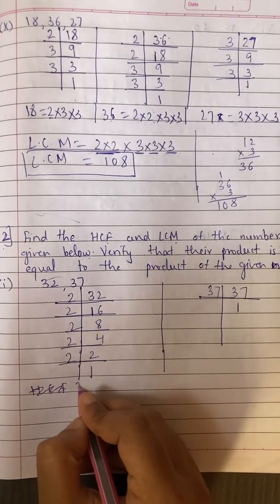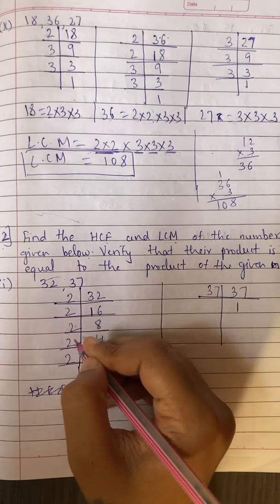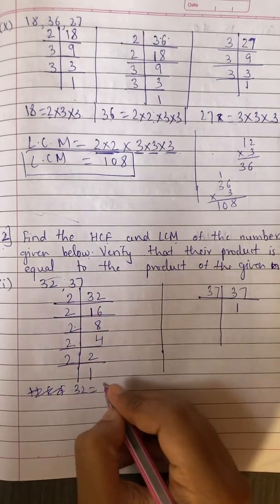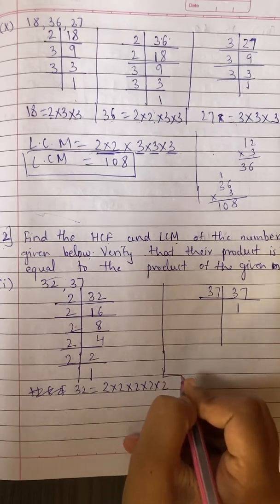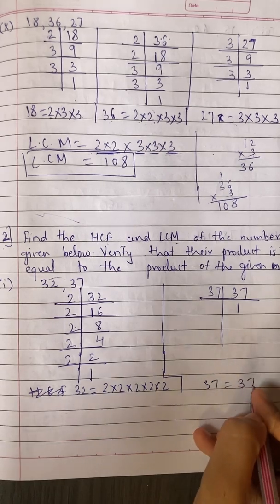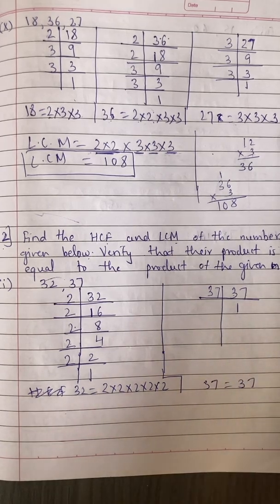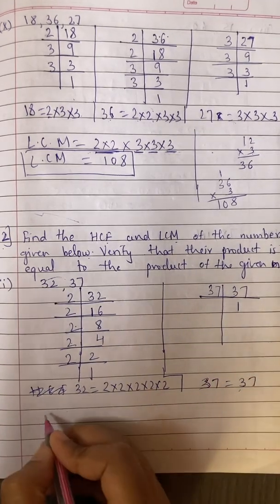First you write down horizontally 32's factors. How many number of times? 1, 2, 3, 4, 5. So write down 2 five number of times. And for 37, you write down 37 only. 37 ones are 37, so it is 37 because it is a prime number, right?